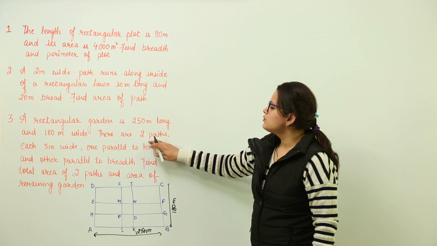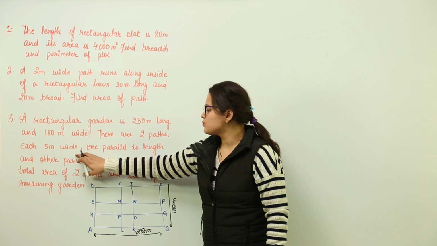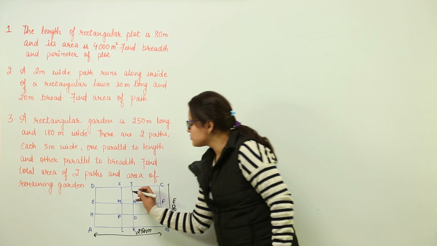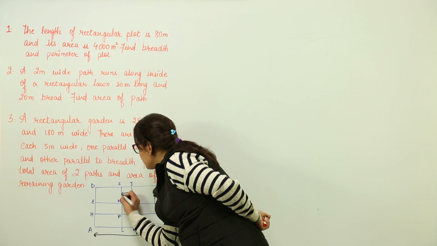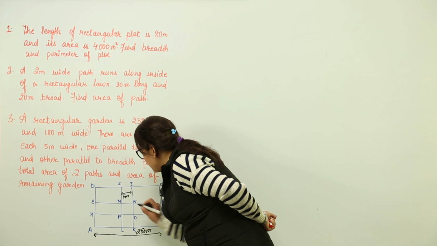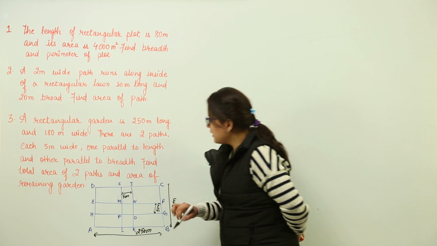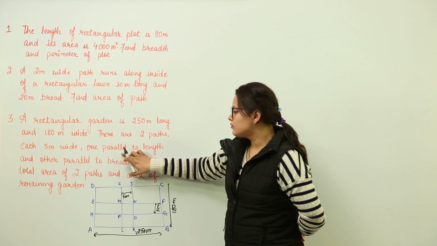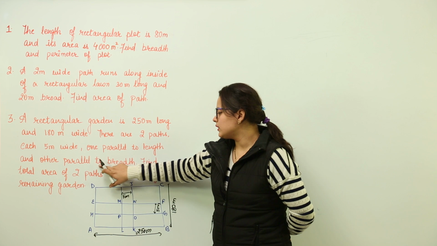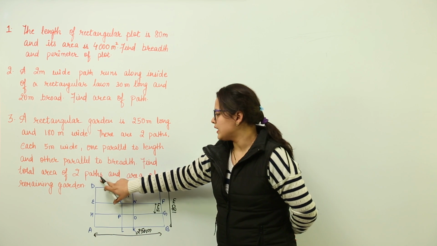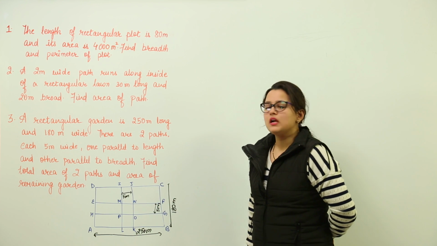Now there are two paths, each 5 meters wide. Now there are two paths constructed, both are 5 meters wide. So we write over here 5 meters width in both the cases. Here also 5 meters. Now one of the two is parallel to the length and the other is parallel to the breadth. We have to find out the area of the two paths and the area of the remaining garden.